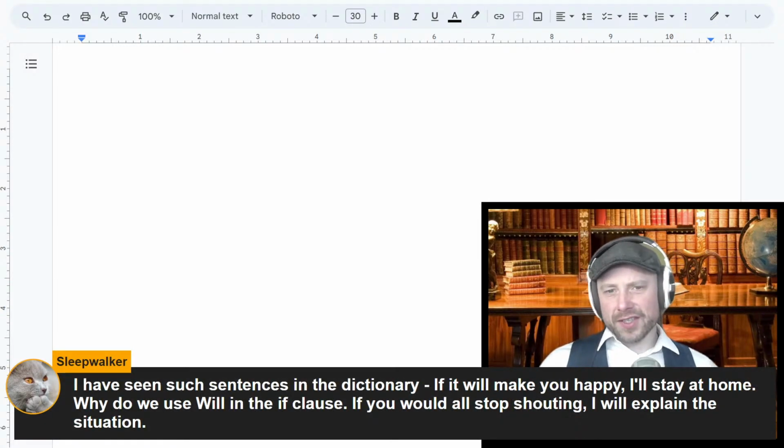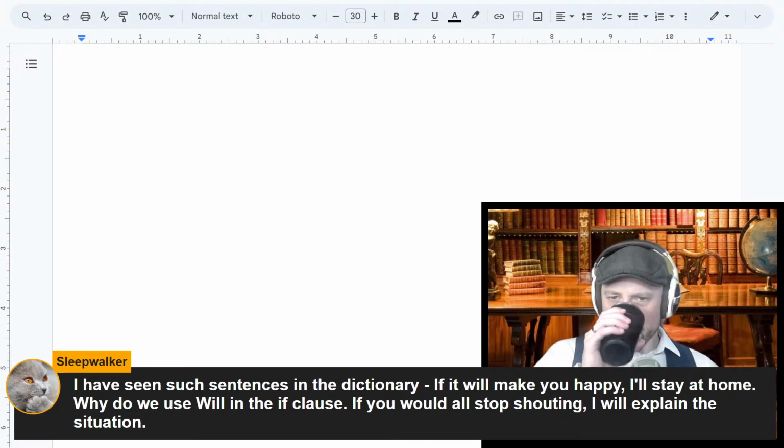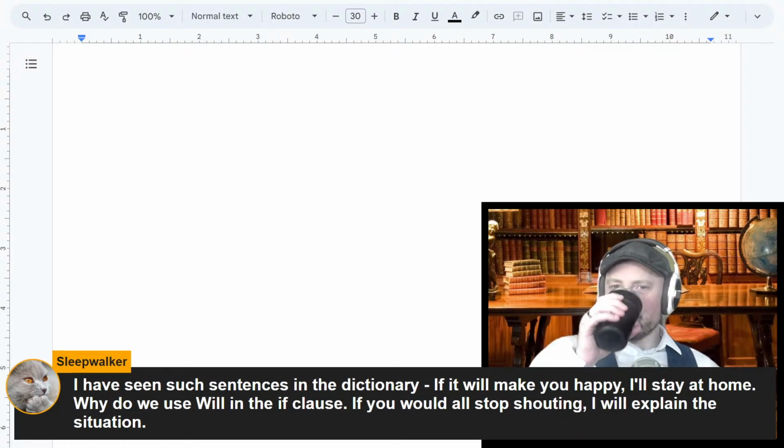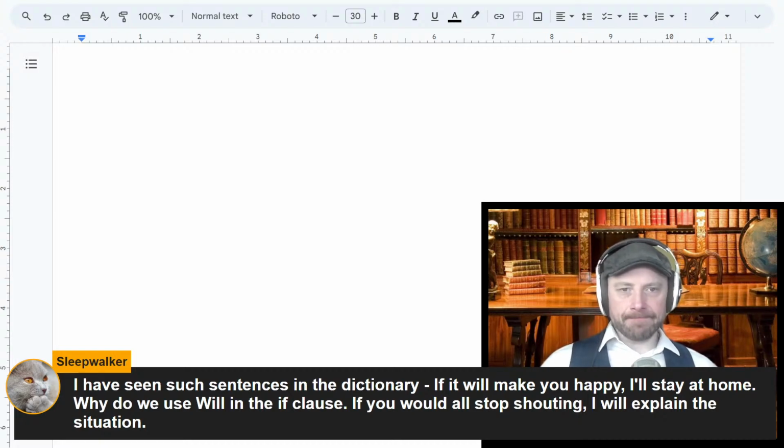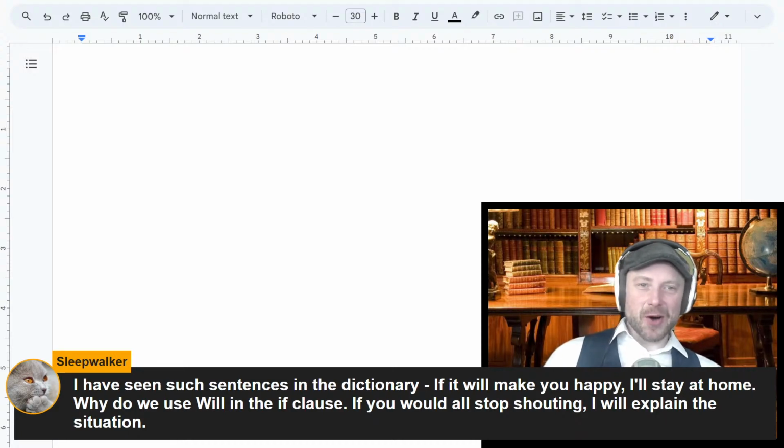Sleepwalker says, I've seen such sentences in the dictionary. If it will make you happy, I'll stay at home. Why do we use will in the if clause? If you'd all stop shouting, I'll explain the situation. Oh, nice. If it'll make you happy. Yeah, that's a really good one, Sleepwalker.